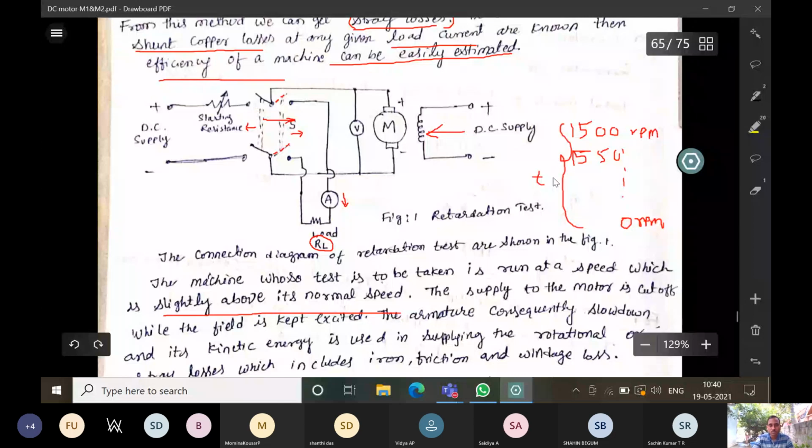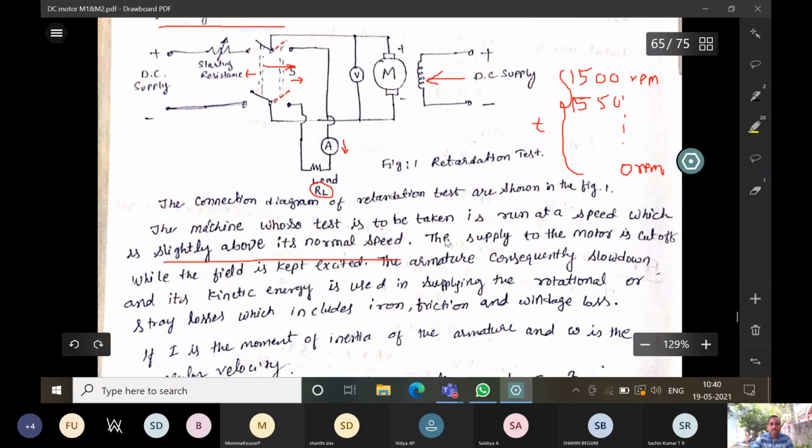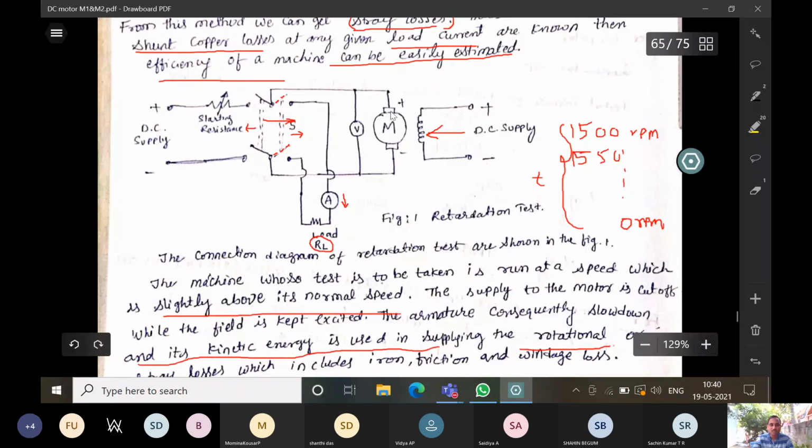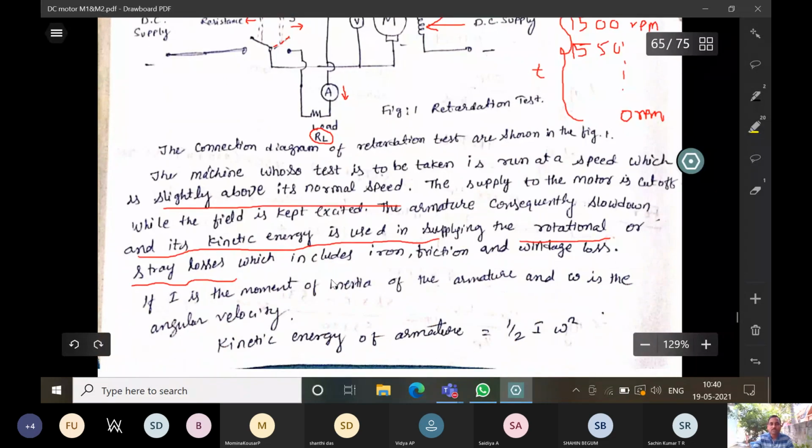At the moment of opening of the switch, you open the switch and close the switch towards the load side. So the supply to the motor is cut off when the field is kept excited, the armature consequently slows down and its kinetic energy is used for supplying the rotational or stray losses. Whatever kinetic energy is in the motor can be used for rotational and stray losses. So that will give your stray losses, which include iron, friction and windage losses.